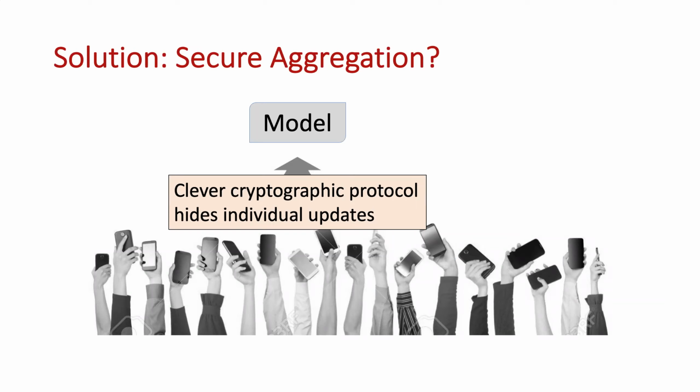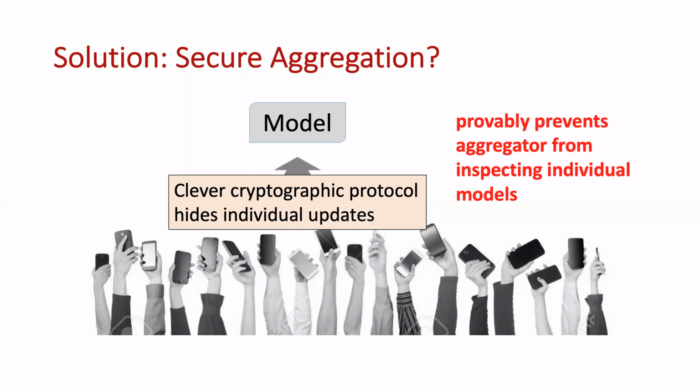So there are solutions, of course, to this. One solution that has been pretty actively proposed by some segment of our community is to use cryptography to hide model updates, to aggregate them under encryption through the magic of modern cryptography and secure multi-party computation. So that's pretty good. You can even prove a theorem about this. Say, it provably prevents the aggregator from inspecting individual models. So that definitely makes the privacy leakage problem better.